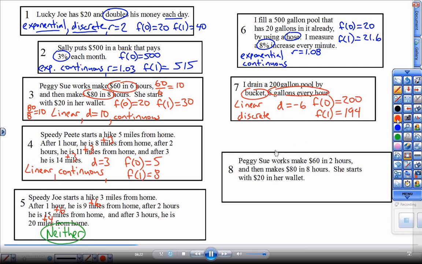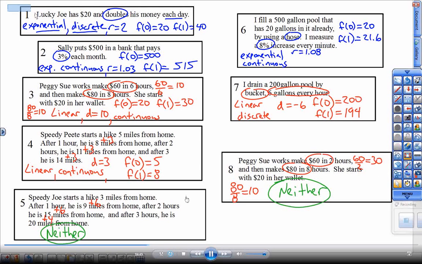For number 8, 60 in 2 hours is $30 per hour, and then another stretch, 80 in 8. 80 divided by 8 is $10 per hour. Again, since these don't match up, this is neither linear nor exponential, not timesing, no percent. The rates are not the same.